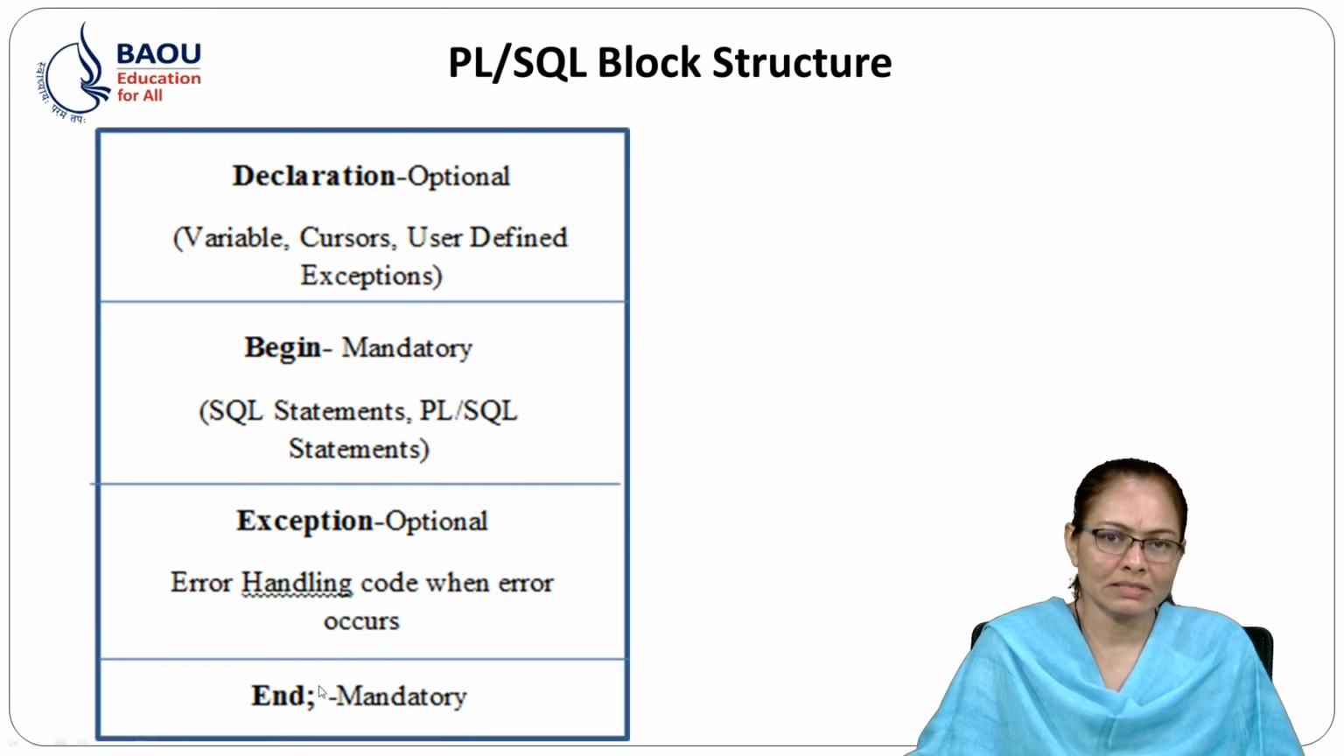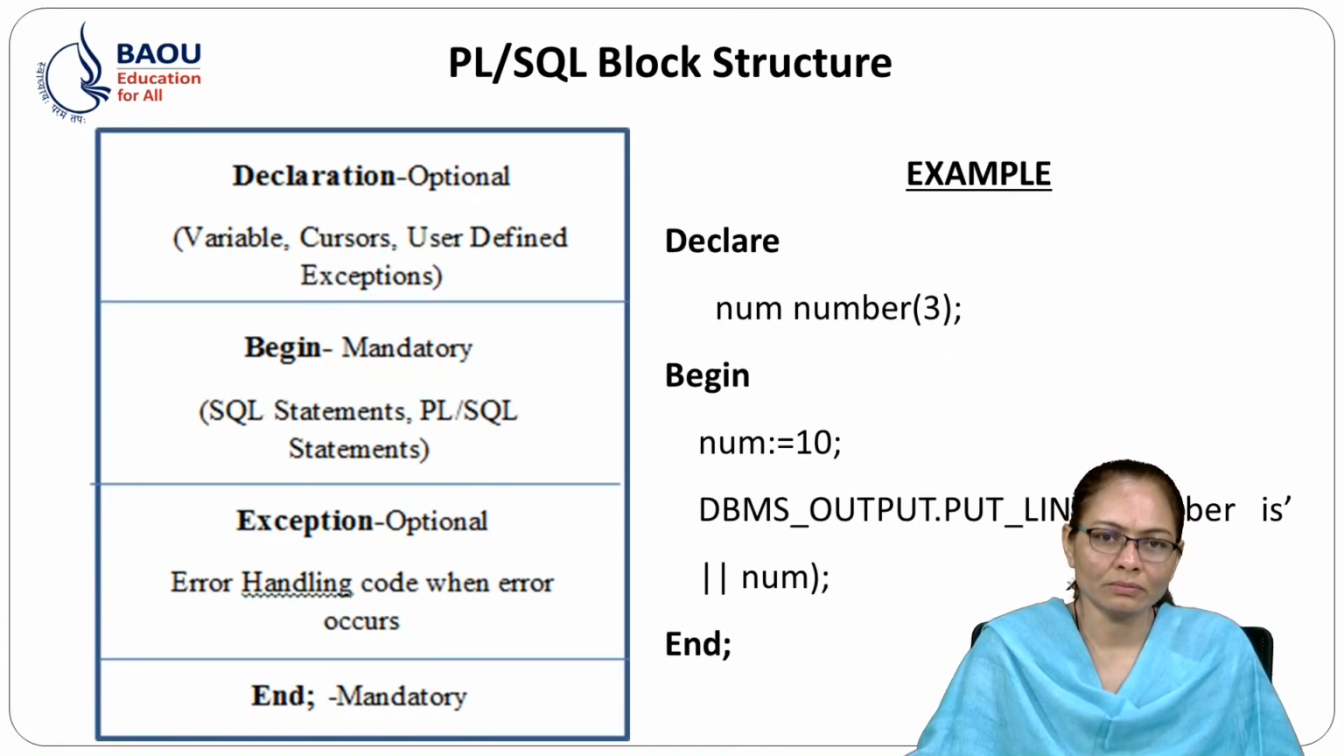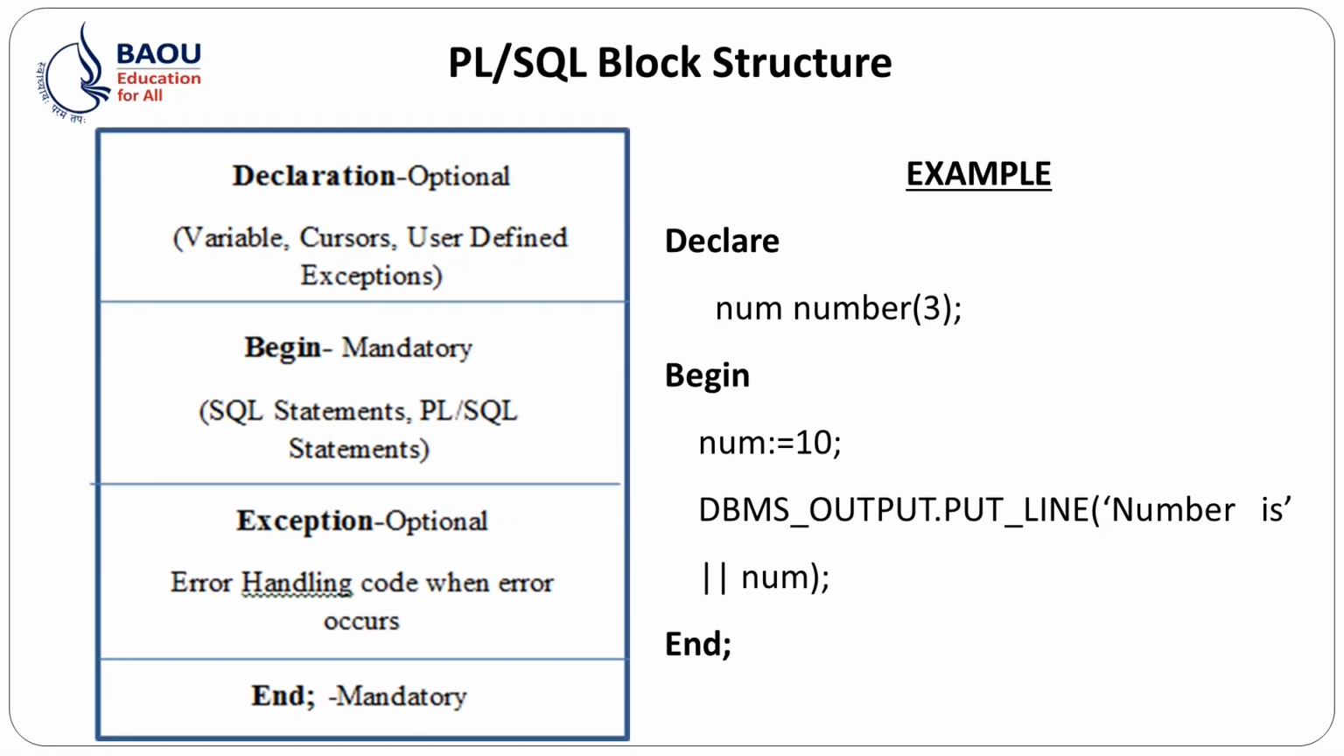Now, what is the end? The code block is terminated by the end keyword. This is the only keyword, end, followed by a semicolon. Just write down end and then a semicolon. How to execute this block? Using the slash sign.